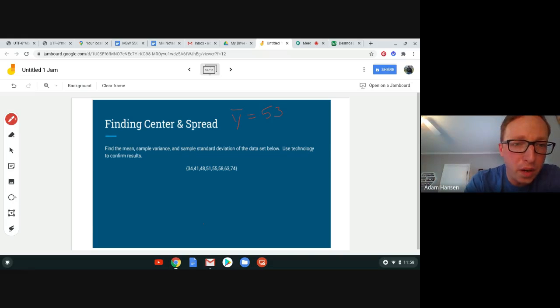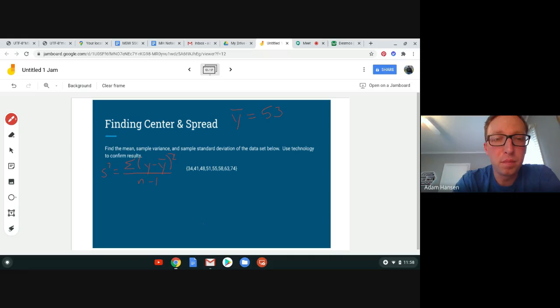So s squared is equal to the summation of y minus y bar, the sample mean, squared, divided by the number of degrees of freedom, n minus 1. We found the mean. Let's use this formula to find the sample variance. We need to figure out the squared differences from the mean. So let's take 34 minus 53 squared, 41 minus 53 squared, and so on.